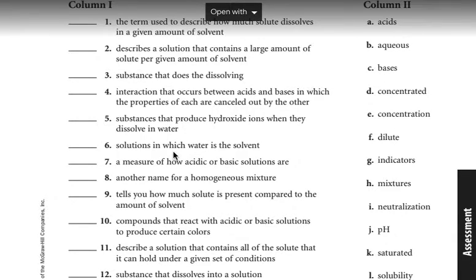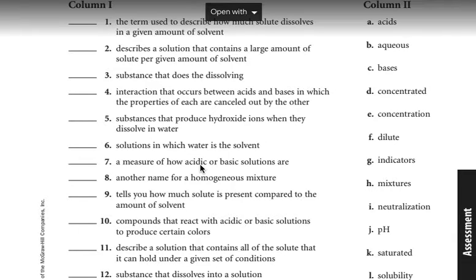Number 6, solutions in which water is the solvent. If water is the solvent, because water is called the universal solvent, it actually has the ability to dissolve both ionic and covalent type solutions to turn those into something that actually still dissolves, either molecular or ionic. We call that an aqueous solution. 6 is B, aqueous.